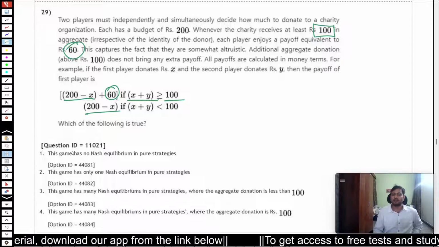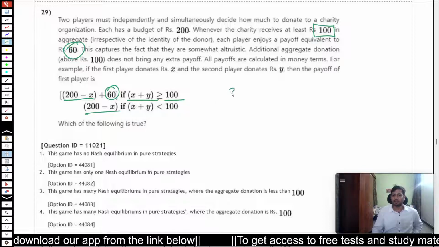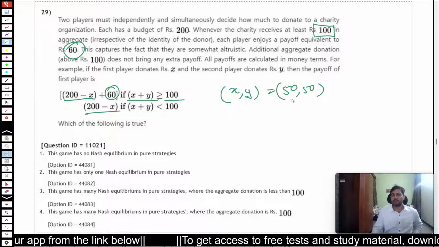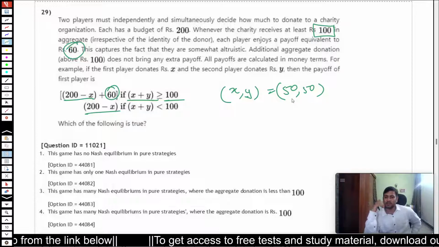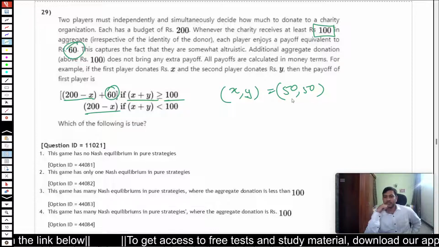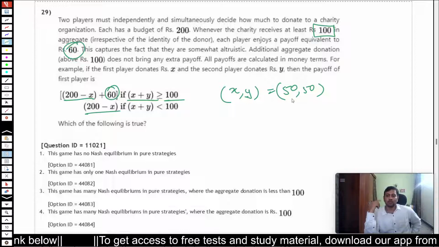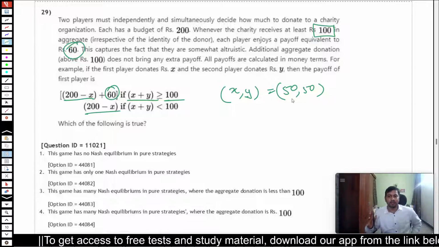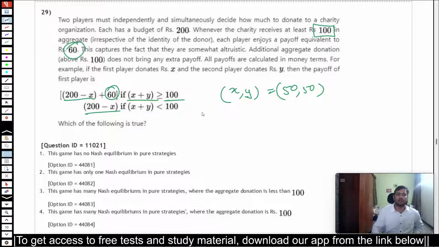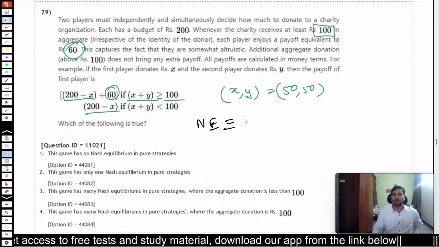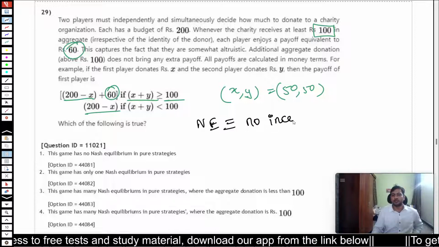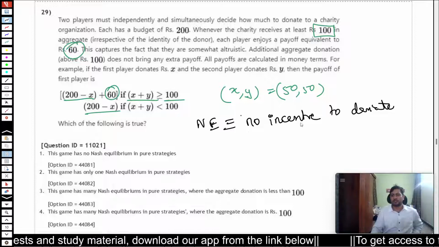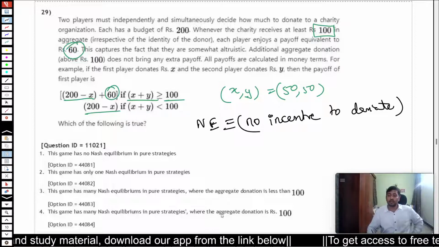So in this case, if I want to find Nash equilibria, there are multiple Nash equilibria. One is x comma y equals 50 comma 50. This is one very simple Nash equilibrium. Both people are spending 50 rupees. So as you can see, nobody has an incentive to deviate. What is Nash equilibrium? The most important thing for this exam which you need to remember about Nash equilibrium is that Nash equilibrium is no incentive to deviate.